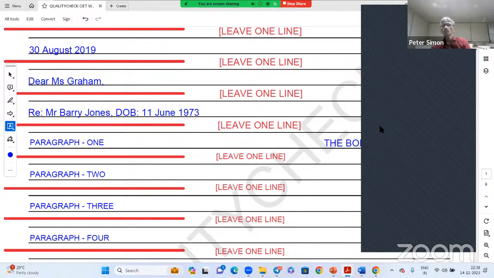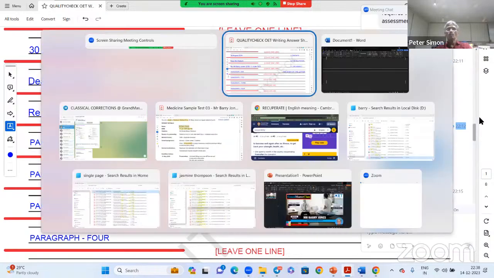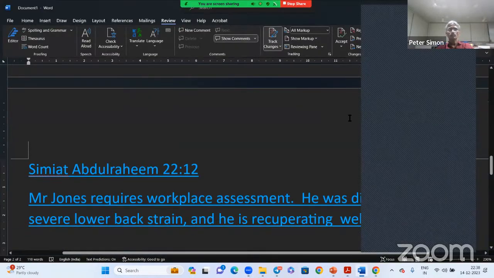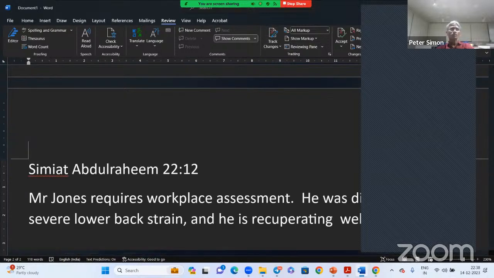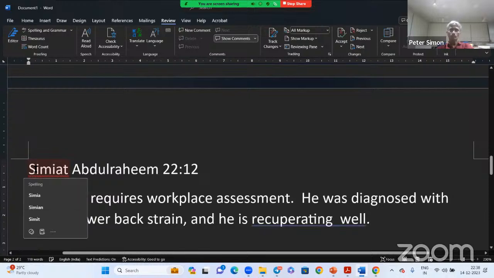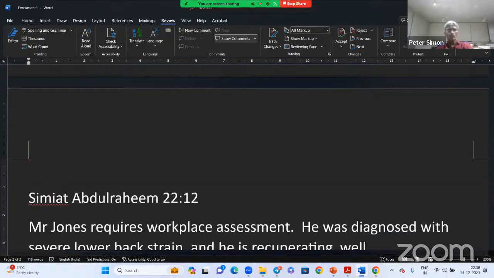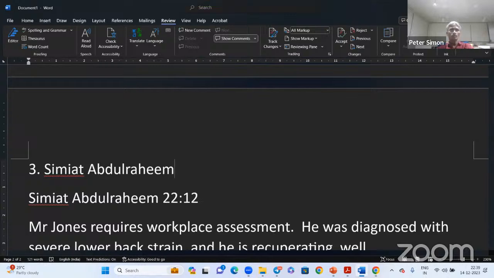Jackson Kirimi. Next one is Samni Habibullahi. Okay, so he's a guest. The next one, Simiat Abdul Rahim. Simiat Abdul Rahim. So this is number 3. Simiat Abdul Rahim. Okay.